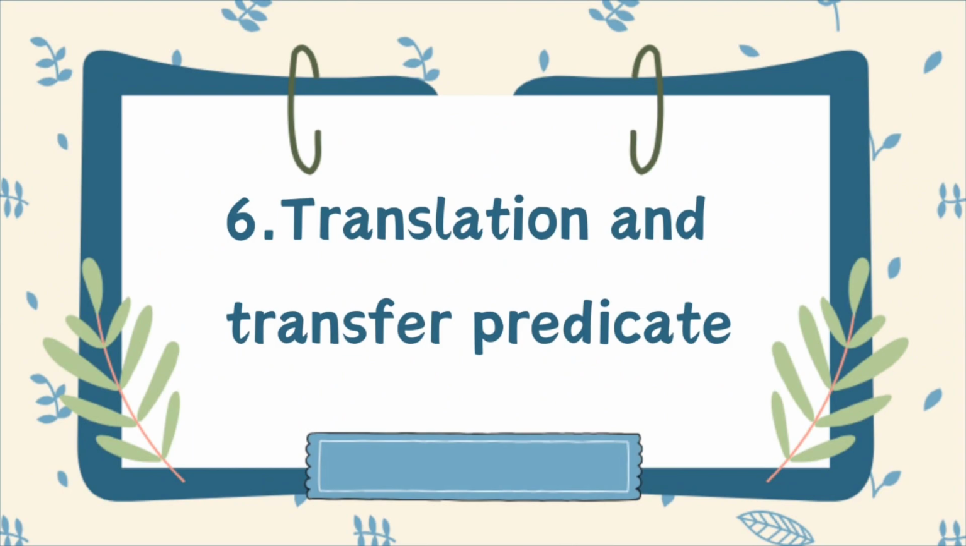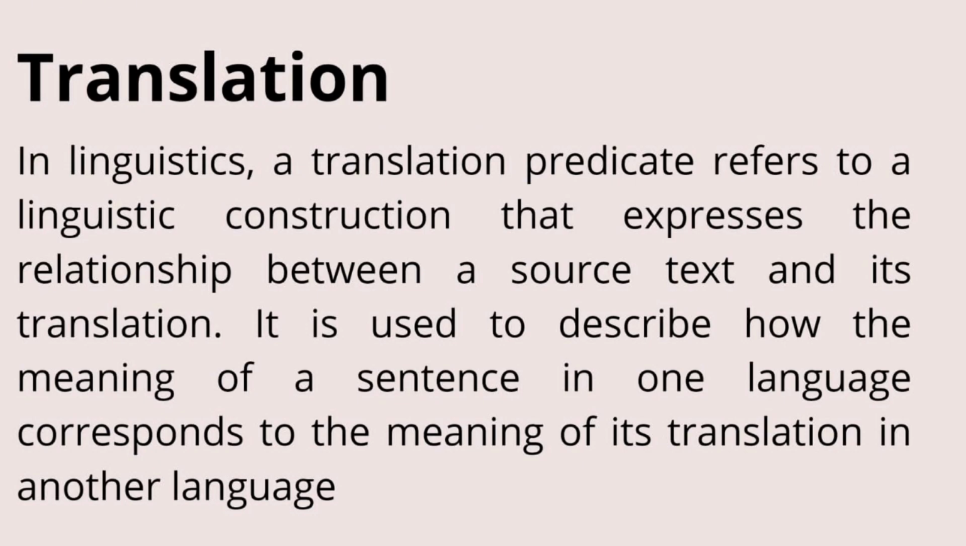Well, right now let's talk about translation and transfer predicate. First, let's talk about translation. In linguistics, a translation predicate refers to a linguistic construction that expresses the relationship between a source text and its translation. It is used to describe how the meaning of a sentence in one language corresponds to the meaning of its translation in another language.